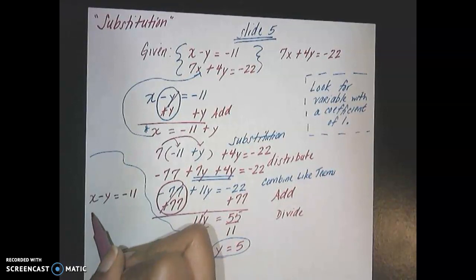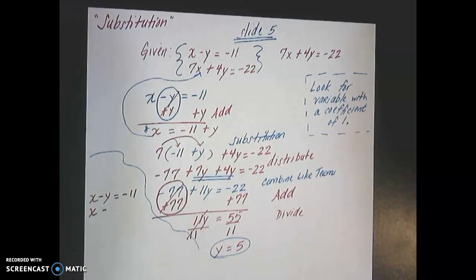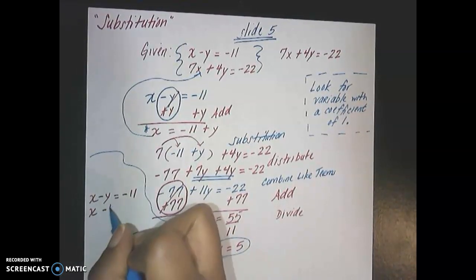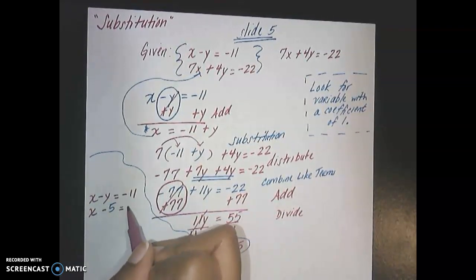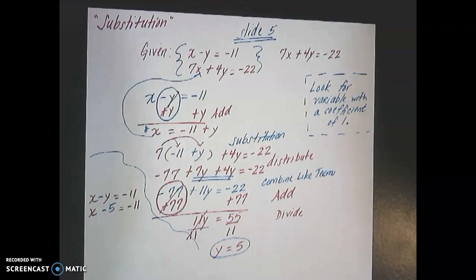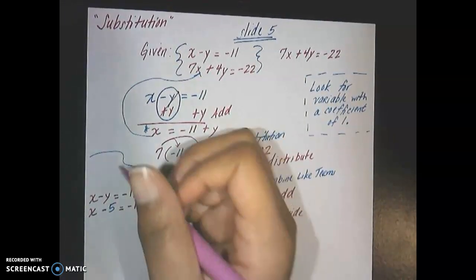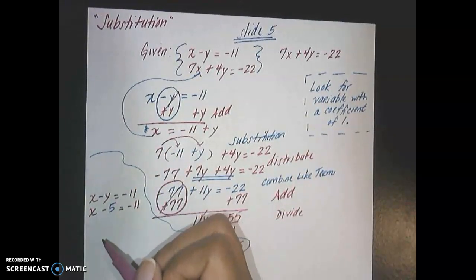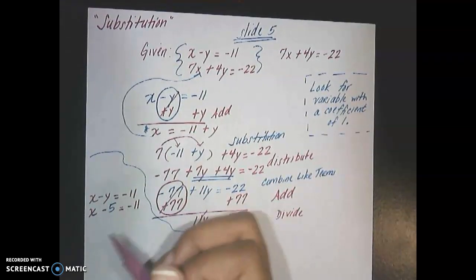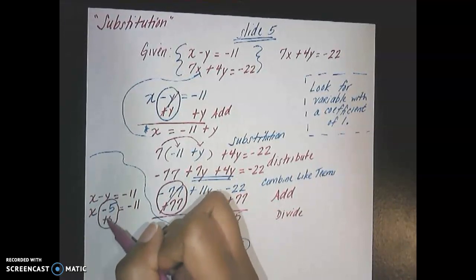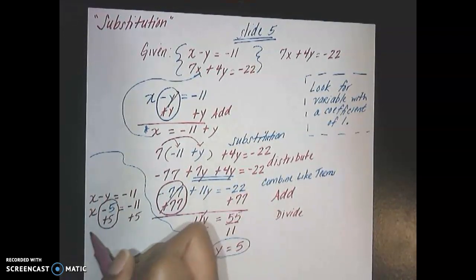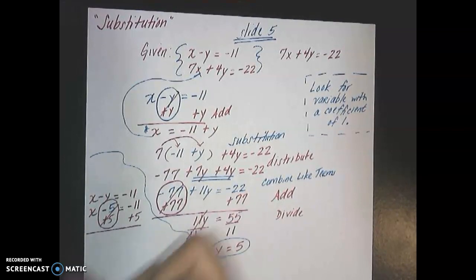I'm going to have x minus 5 equals negative 11. Now I just substituted in, and now I am going to add, because I need this to be a 0. So I'm going to add 5 on both sides. So I'm going to have x equals negative 6.